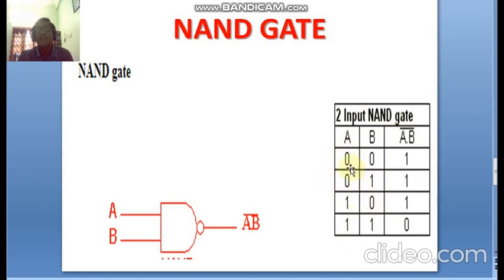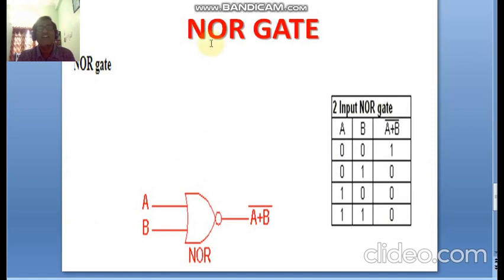Here, if and only if both are maximum, we get minimum output. If both are minimum, we get maximum output. That is the difference. Similarly, the NOR gate is the combination of NOT and OR gates. So this is also a 2-input gate. Here this is the inverter. The output is A plus B bar. Here also we get only a single output for the given 2 inputs.